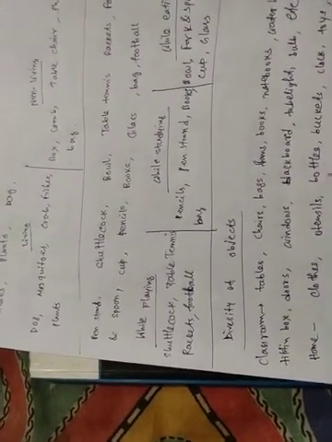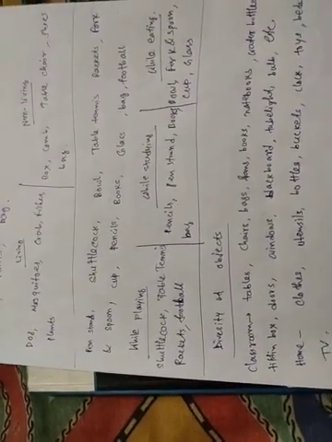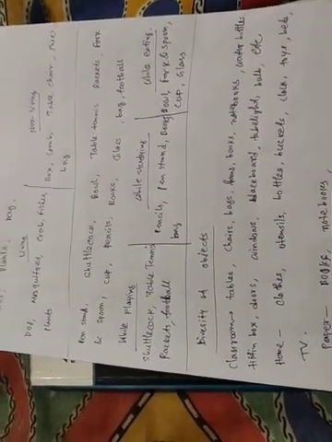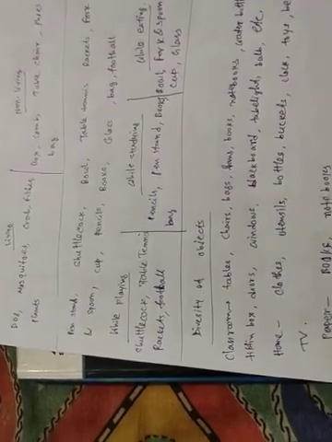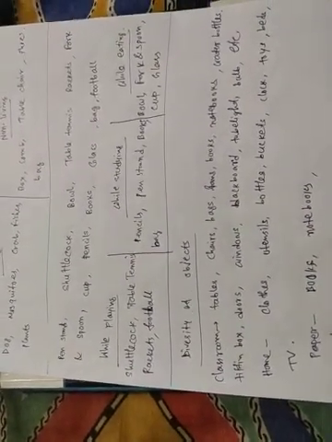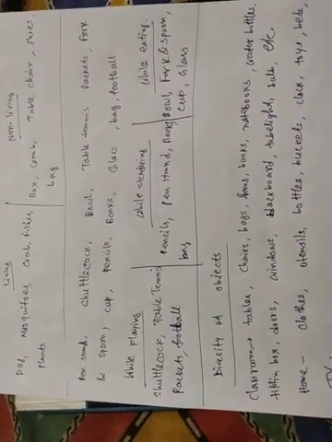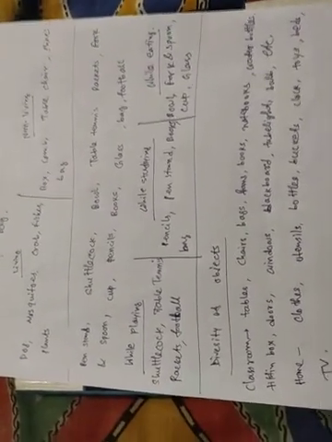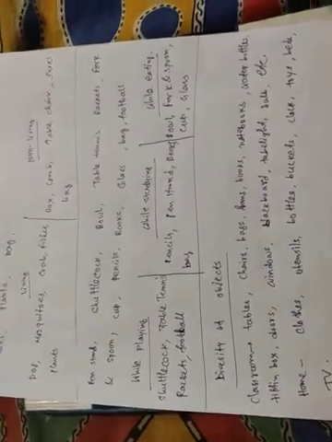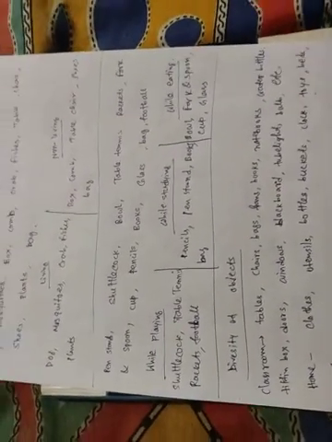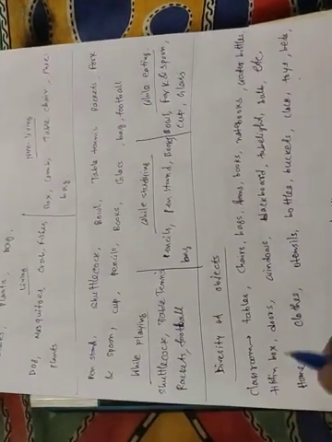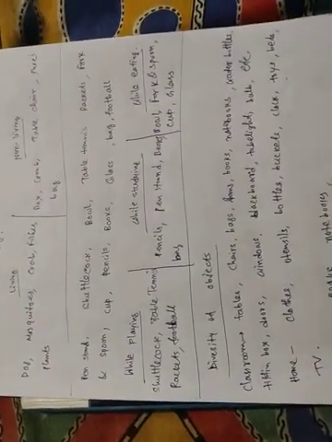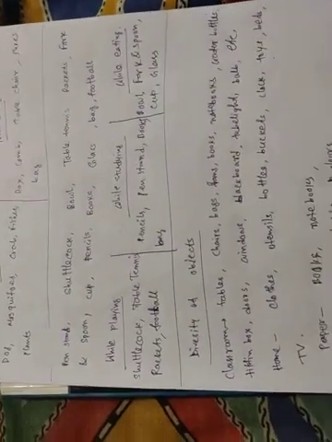Like suppose books, notebooks are made up of paper. Similarly, chair, table, door are made up of wood. Plastic, right? Toys, tiffin box, water bottles are made up of plastic.